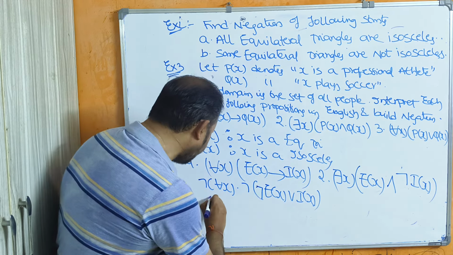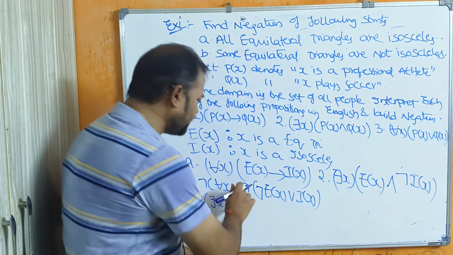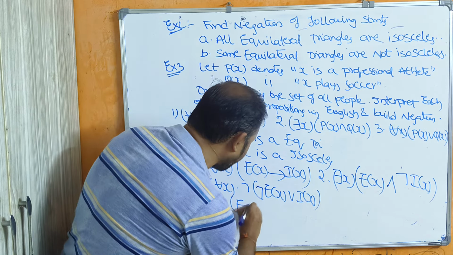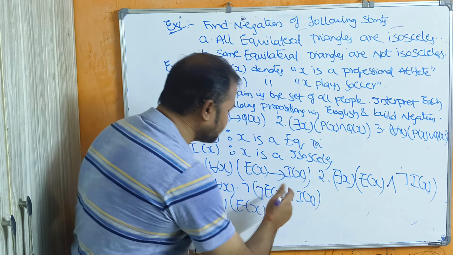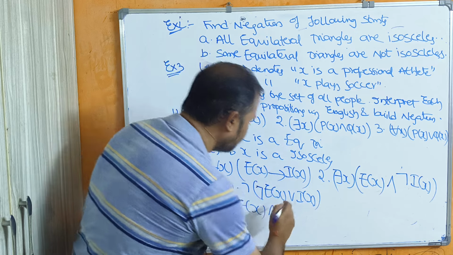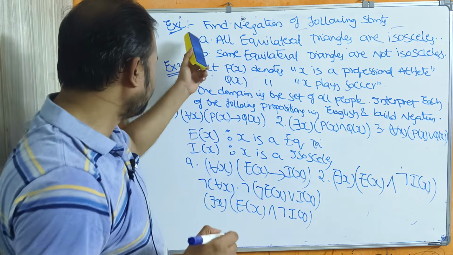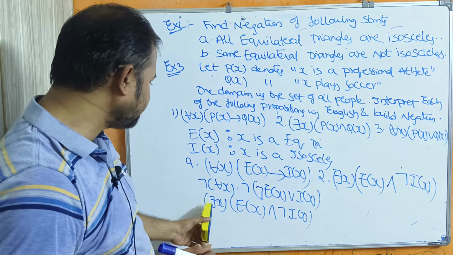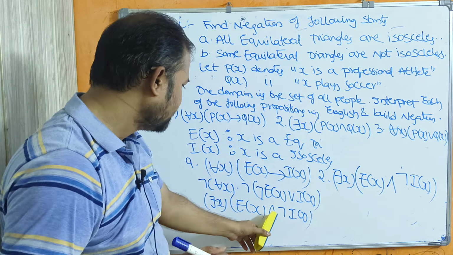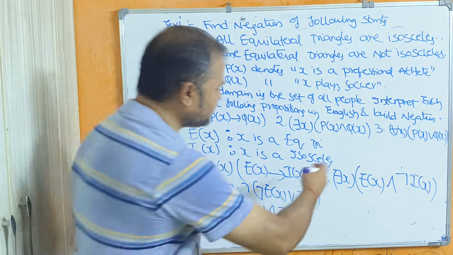So negation of for all means there exists x. Negation of negation means the original variable, E of x. Negation of or means and, negation of I of x. So for the first one, this is the result: there exists x, E of x and negation I of x. Let us see the second one.